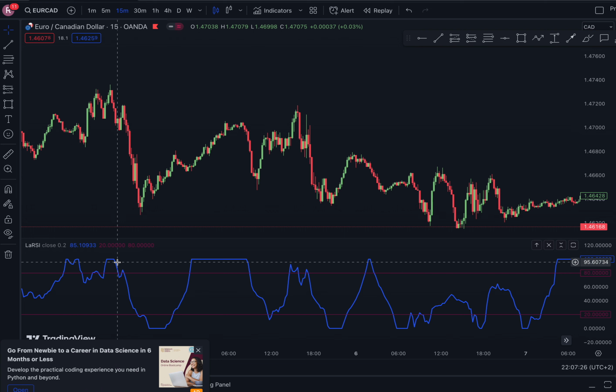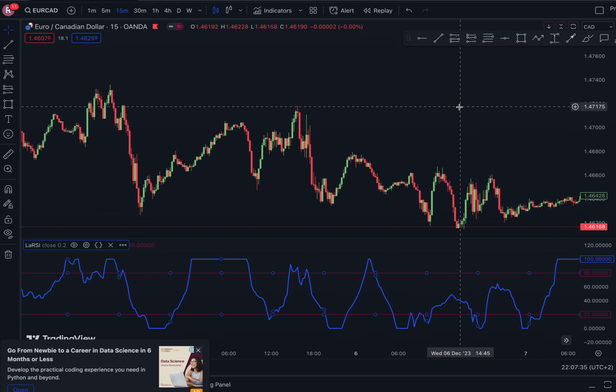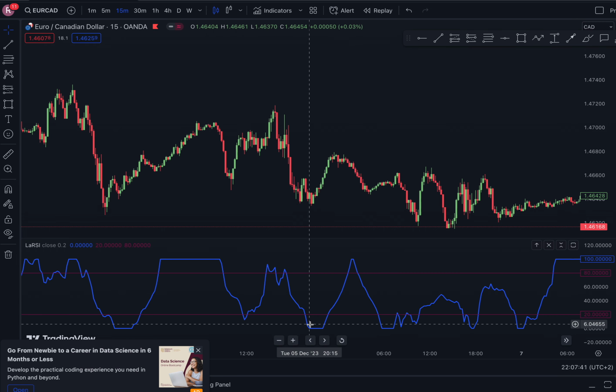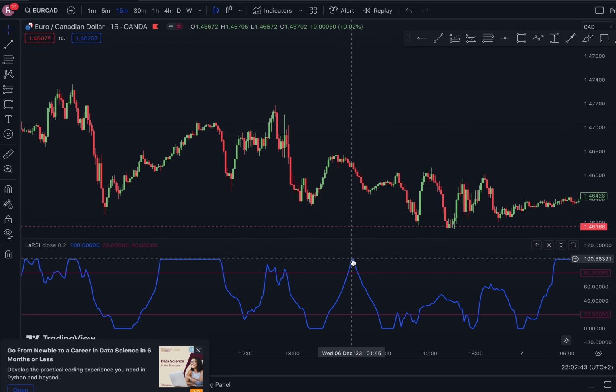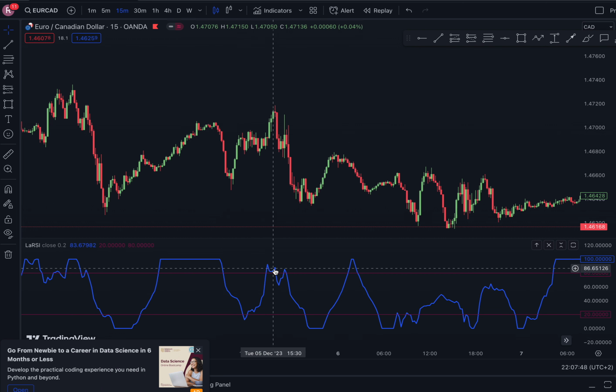Okay, cool. Let me get into the settings. Settings are quite simple. You can see 59, 59, 24. Cool. So now how do you make this work? Now, as you can see right here, we have oversold and overbought. Now I'm going to show you guys how to use this.